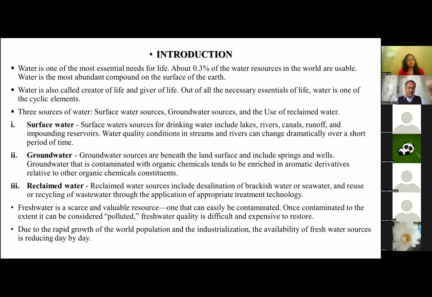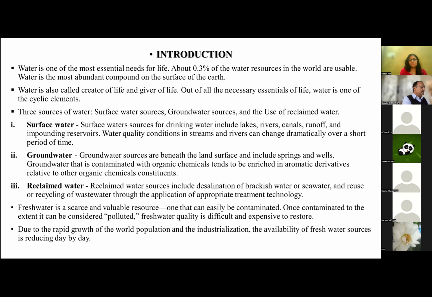So let us start with water, which is the most important and essential part of our life. We generally say that the majority of the earth's surface is covered with water, which is around 70%. But actually out of this 70%, only 0.3% is usable water. So it is of utmost importance how we can keep this 0.3%, which is a very small percentage of the total quantity available, how we should procure and preserve it for our remaining life.